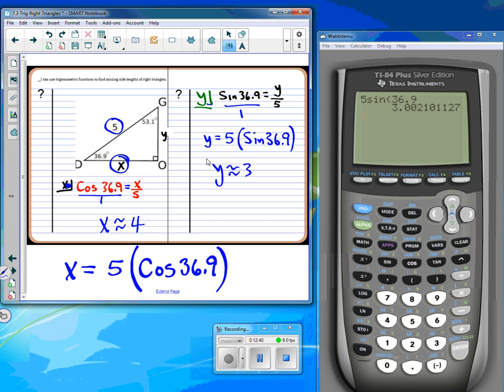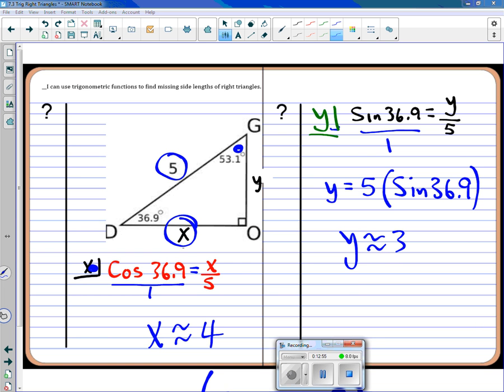Now, I just want to take a few seconds to say we could have been looking from the 53-degree angle and come up with trig functions that have a different angle here, different numbers across from it, and come up with the same answers. Let me just show you. Let's say I was looking at 53.1. I'm standing there at angle G.